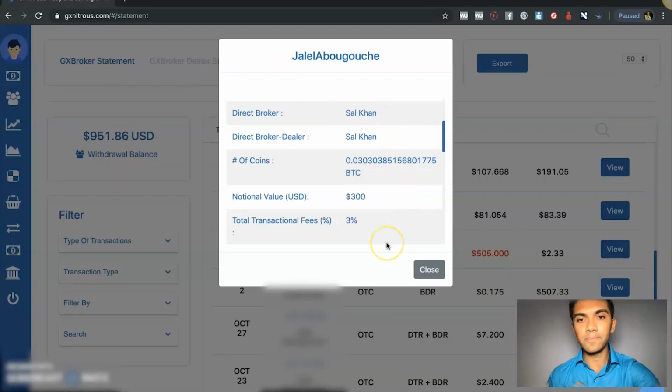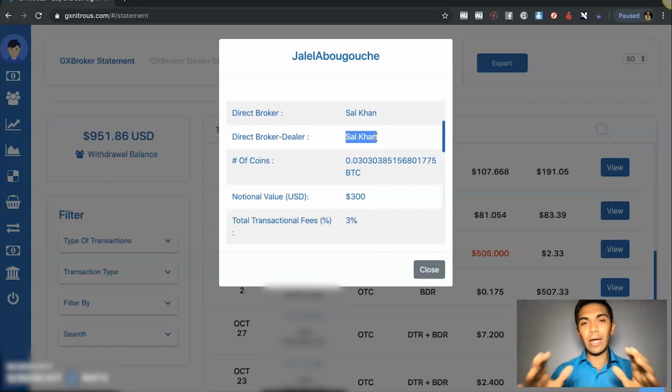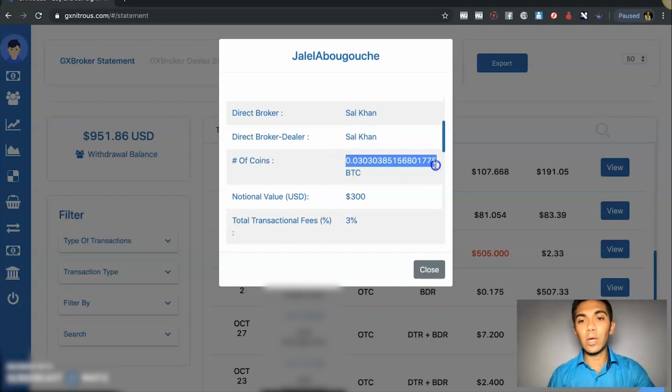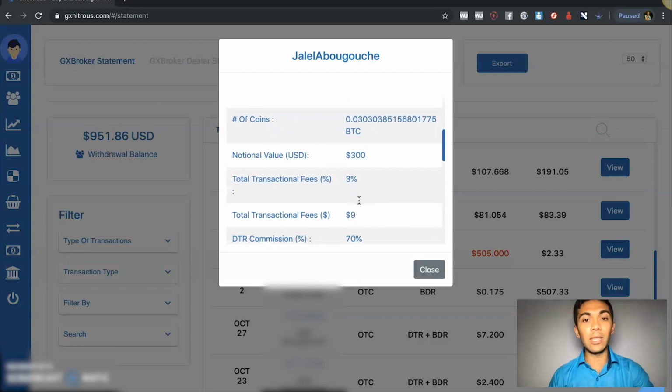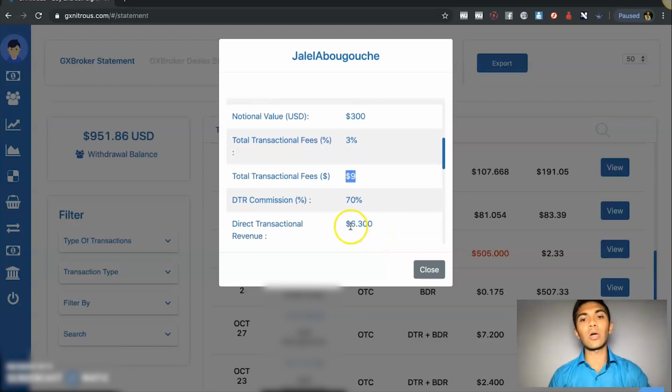And if we click view, we see all the details of that transaction, such as who the direct broker dealer was, as they get a fixed override on all transactions throughout their entire brokerage, the amount of crypto that was bought, the type of crypto that was bought, the dollar equivalence of it, the fee that was set by the direct broker, which in this case was me, and remember I set mine at 3%, thus 3% of 300 is $9, and thus we see the $9 transaction fee, of which 70% of that transaction fee goes to the direct broker, which 70% is $6.30.